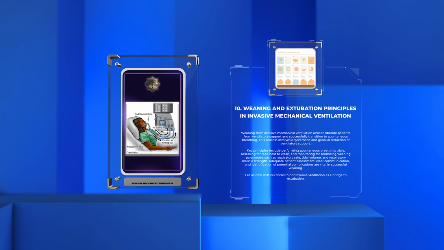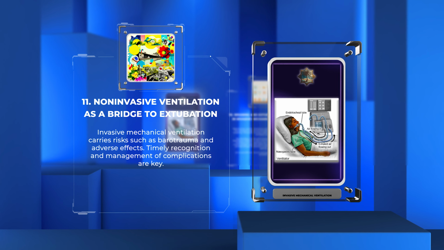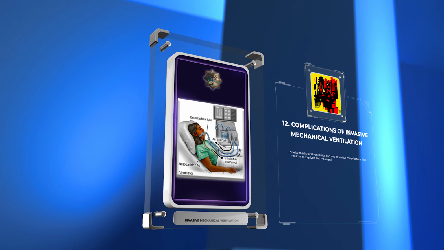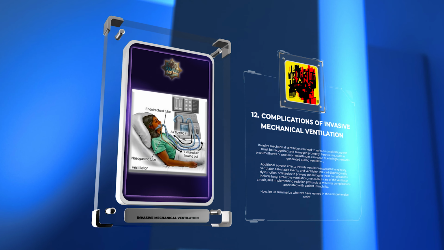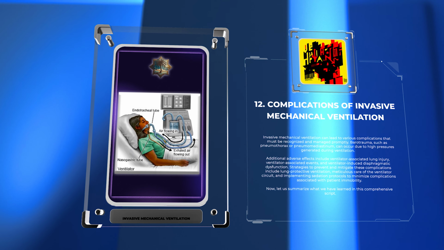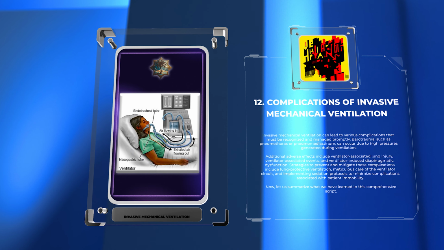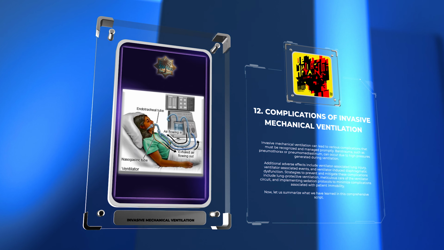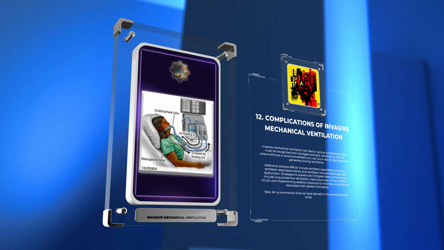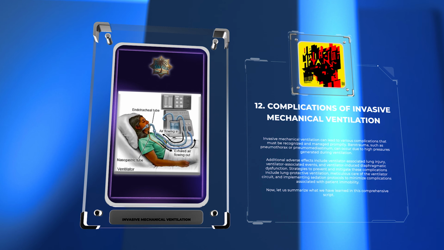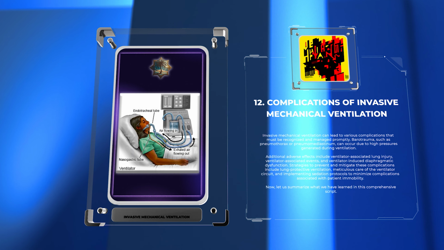Let us now shift our focus to non-invasive ventilation as a bridge to extubation. Invasive mechanical ventilation carries risks such as barotrauma and adverse effects. Timely recognition and management of complications are key. Invasive mechanical ventilation can lead to various complications that must be recognized and managed promptly. Barotrauma, such as pneumothorax or pneumomediastinum, can occur due to high pressures generated during ventilation. Additional adverse effects include ventilator-associated lung injury, ventilator-associated events, and ventilator-induced diaphragmatic dysfunction. Strategies to prevent and mitigate these complications include lung protective ventilation, meticulous care of the ventilator circuit, and implementing sedation protocols to minimize complications associated with patient immobility.